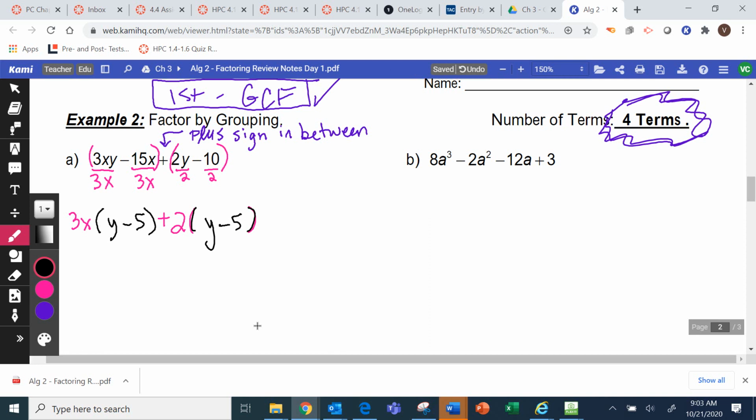So now something magical happens. Now what we have is one plus sign in between, making this a term, making this a term, and making this a term.